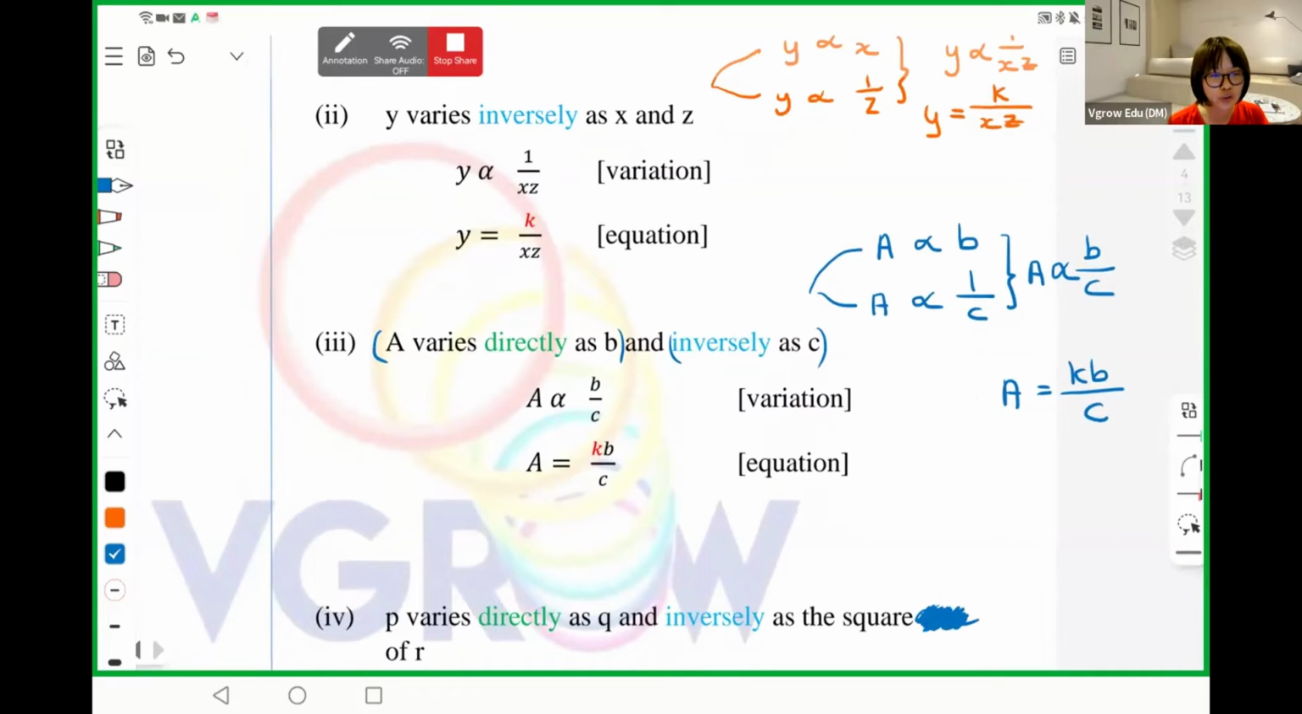I need you to type the answer in equation form in the chat box. Equation form. Okay, let me have your answer. Let me see. P varies directly as Q and inversely as the square of R. If you cannot type the square, then you just do.